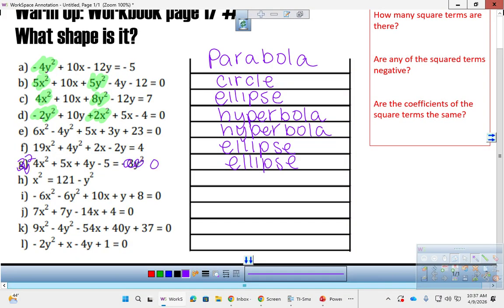Same thing with this one. When I move the y squared to the other side, it would be x squared plus y squared equals 121. So it's 2 squared terms. The number in front of the squared terms is the same. That makes this one a circle.